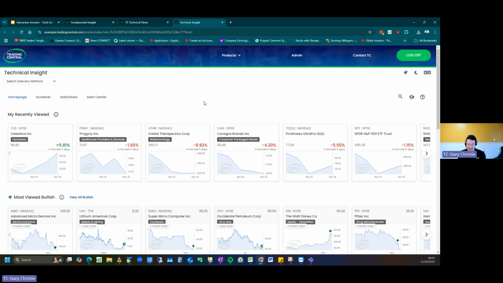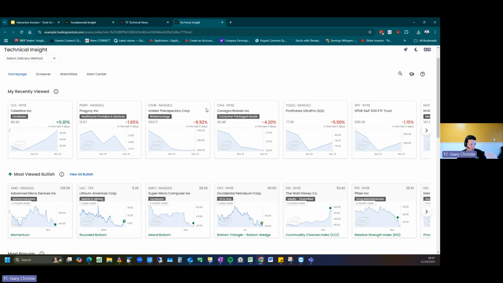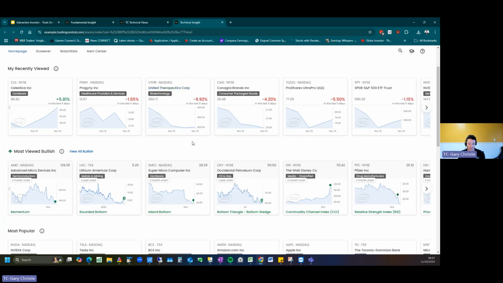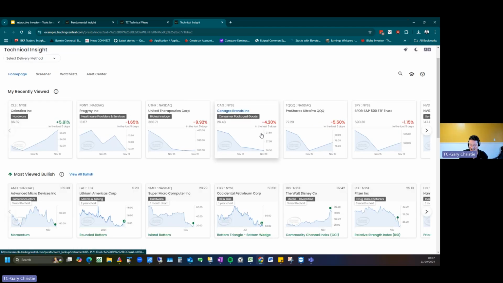Each page is going to look different for you because it's going to remember which ones you looked at last, and it's going to remember what's the most bullish at your firm as well, who's looking at what, which is quite interesting. What are the popular stocks? But the homepage is designed to give you ideas as to what are people looking at, what are the most interesting patterns, which has the most upside potential or downside potential. So it's not biased in any direction.